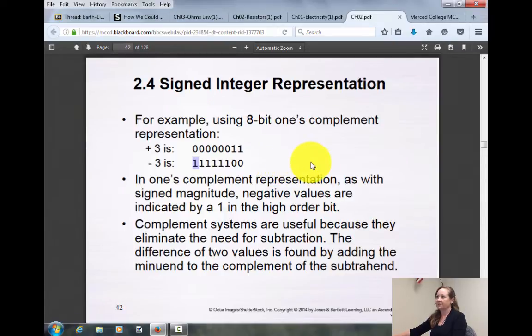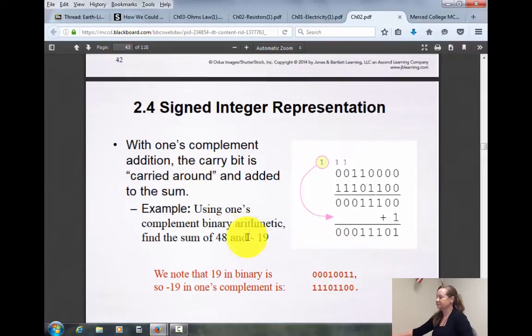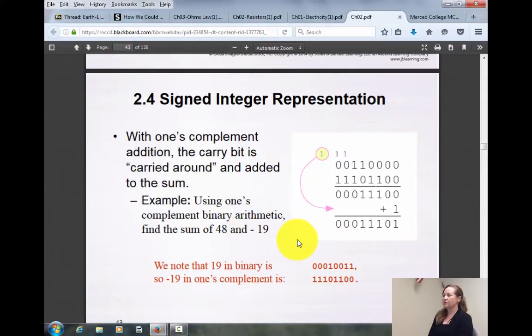Okay? So complement systems are useful because they eliminate the need for subtraction. How do they do that? The difference of two values is found by adding the minuend to the complement of the subtrahend. Okay, so here's how they do it. All right, so here's ones complement addition. We're going to find the sum of positive 48 and negative 19.